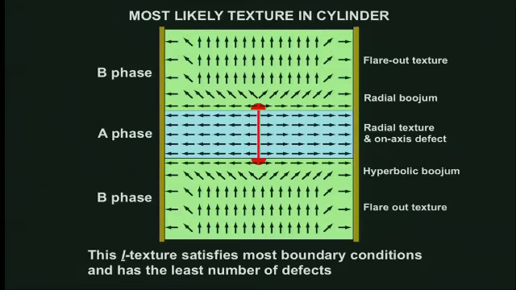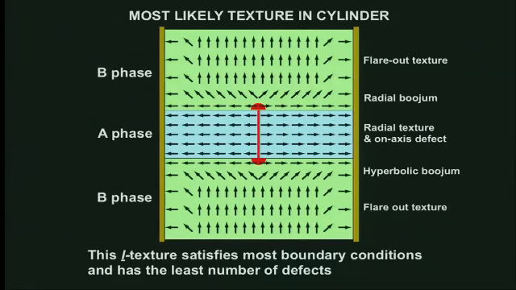So what you've got, these black arrows represent the L direction in the B phase, the L direction in the A phase. In order to satisfy as many of the boundary conditions and constraints on the texture as you can, you have to have at least one line defect in the A phase. And this has to end on two zero-dimensional defects on the AB interface. Okay? So that's your boojum. And the boojums are two different types, a radial boojum and a hyperbolic boojum, which depends on the way the L direction enters and leaves this zero-dimensional defect.